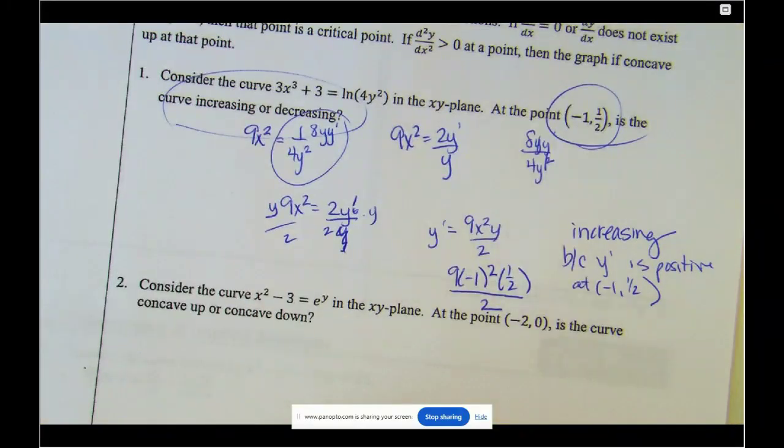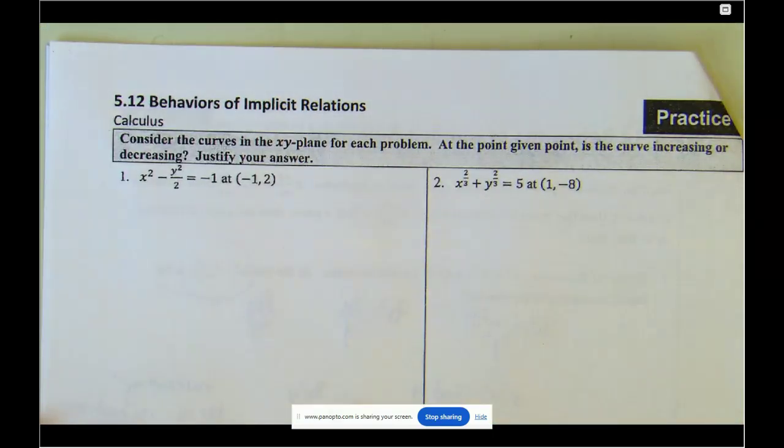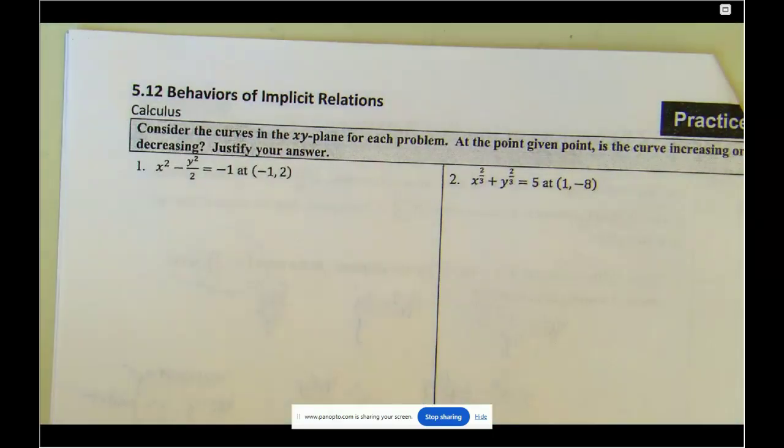You plug that into the y prime expression because that's what's going to tell you if it's increasing or decreasing. Okay. We'll go back to the second one, but I want us to do this one. Why don't you try number 1? Same question: is the curve increasing or decreasing?